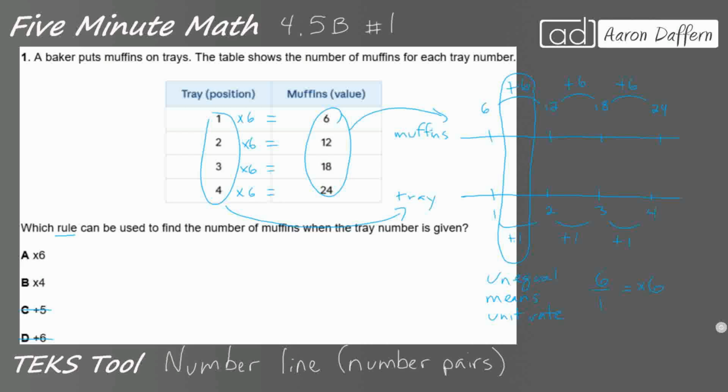Now, some of you might have been able to just look at this and visually see that we're going up by 6. That's fine. But using the double number line is a tool that will help you as the numbers get more and more complex and they stop having such equal jumps between the trays or the muffins. But either way, our answer is going to be A, multiply by 6.